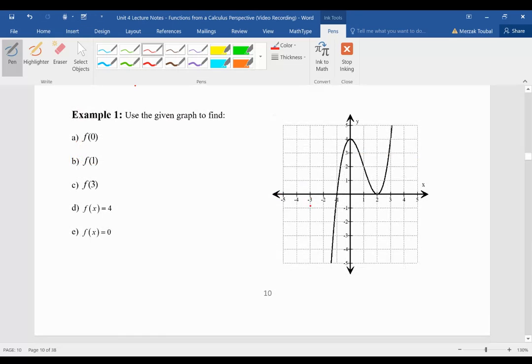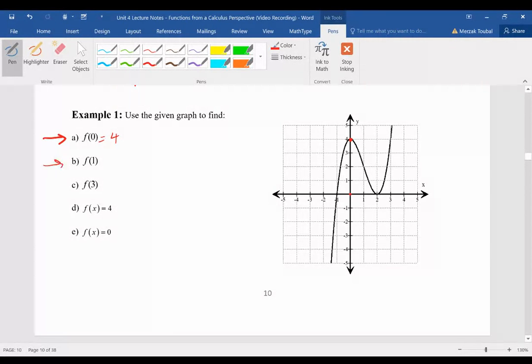Here's an example. On this example, the question says use the given graph to find f of 0. So A will be f of 0. What does this mean? It means the value y of the function when x equals 0. So when x equals 0, the point on the curve whose x coordinate is 0 would be this one. What is the y coordinate of that point? That's a 4. So the answer is 4.